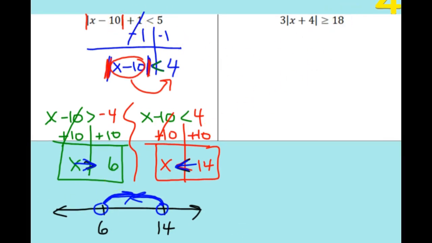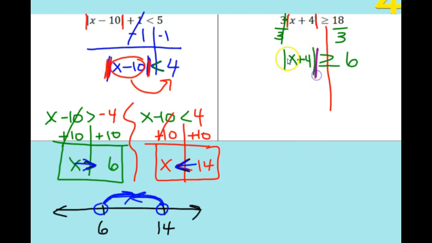Last one, same thing as well. Remember, you can't multiply with parentheses. This is our absolute value. Or you can multiply with parentheses, but this is absolute value. So we need to get rid of that 3. The opposite of multiplying by 3 would be dividing by 3. To get those to go away, then we have x plus 4. 18 divided by 3 is 6.